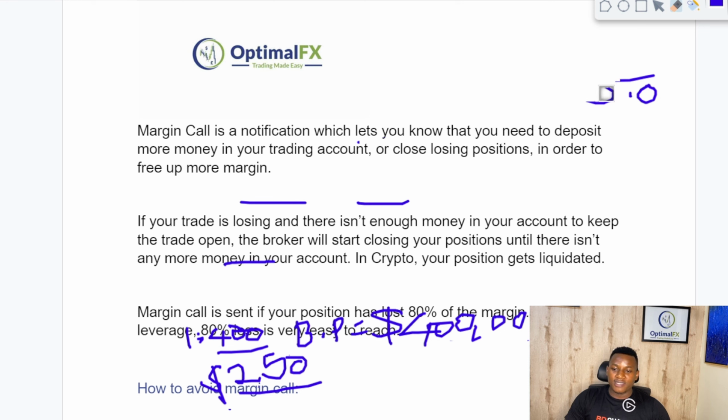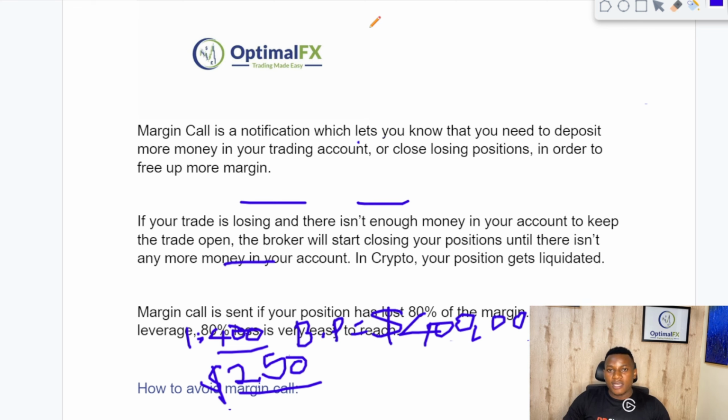So let's say for example, you have $1,000 in your account, right? And your leverage is 1:100, which means you have $100,000, right? So let's say you take 1 standard lot in the market. Your margin used at that point will be $1,000, your entire balance, locked up to sustain that trade.